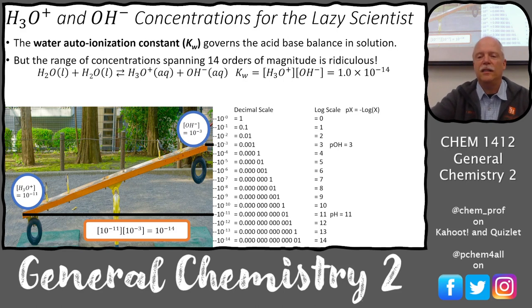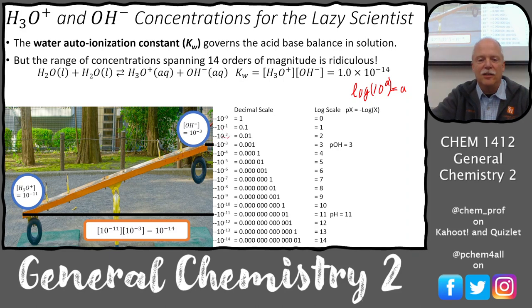And so that's where a log scale comes in handy. If we take this P function, Px is the minus log of x. So if we take the log of 10 to the A, it equals A. That's the basics of what we're talking about: log base 10. Whatever the exponent is, 10 to the A, the log just brings that exponent down. And you see how that saves a lot of time.